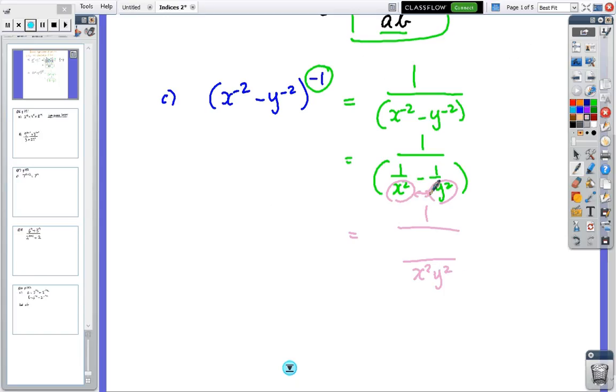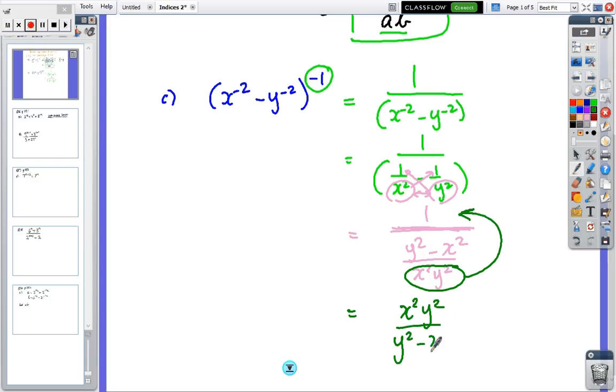So we're doing the crossover again. So y squared will cross over to the left. X squared will cross over to the right. And this number down the bottom, because we're dividing by a fraction, we're going to multiply by the reciprocal. So that number comes up to the top. So we get x squared, y squared over y squared minus x squared. Like this is division, so we're dividing by a fraction, so we multiply by the reciprocal. So the reciprocal is that this denominator here will end up coming to the top.